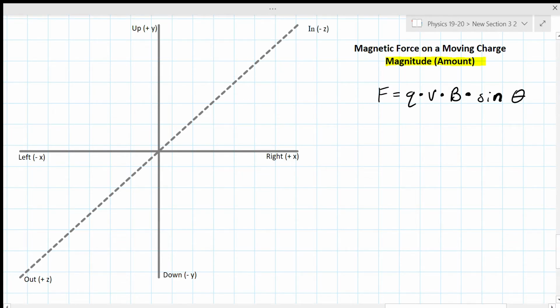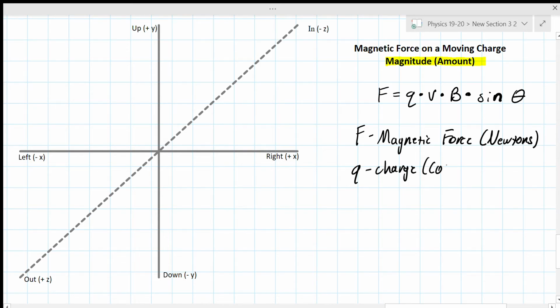All right, so what does all this mean? Well, a lot of these things we've seen before. F is the magnetic force, measured in newtons, just like other forces. Q stands for the moving charge, and it's measured in coulombs, so that should be familiar to you. V is velocity, measured in meters per second.